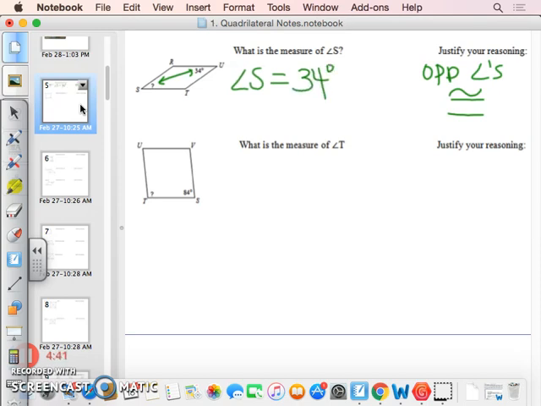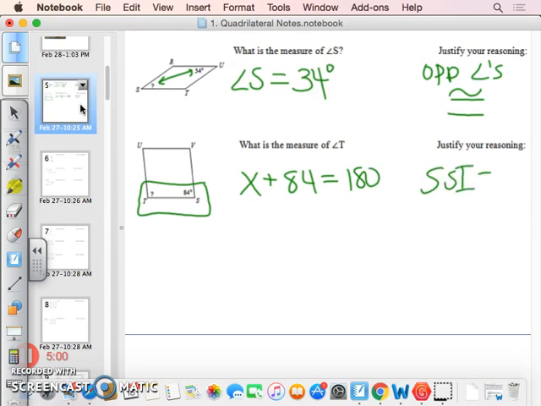All right, and I look here, what is the measure of angle T? Well, I'm looking at the relationship between these two angles. They're not opposite each other, so my other option is they're going to add up to 180. And I know this because same side interior angles equal 180 degrees. So I'm just going to subtract 84, and I get x equals, what is that, 96? Yeah, 96 it is.